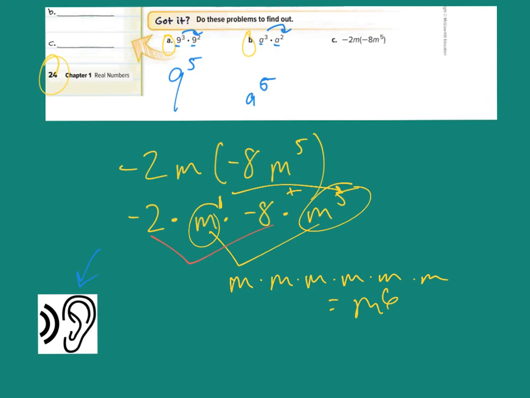Since they have different bases, I can multiply the numbers together. -2 times -8 is positive 16. And so now my final answer, and I can't go further, is 16 m to the sixth, because I'm still multiplying those two together from the original problem. So now I'm just condensing things into exponential form. So 16 times m to the sixth, or 16m to the sixth.